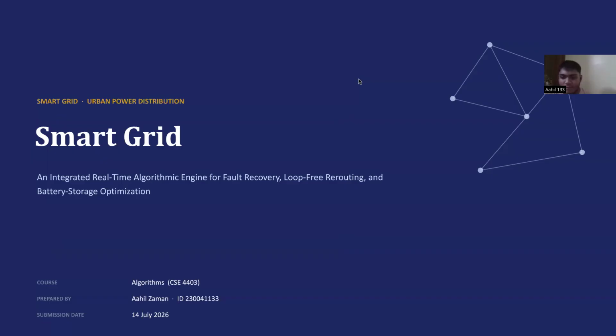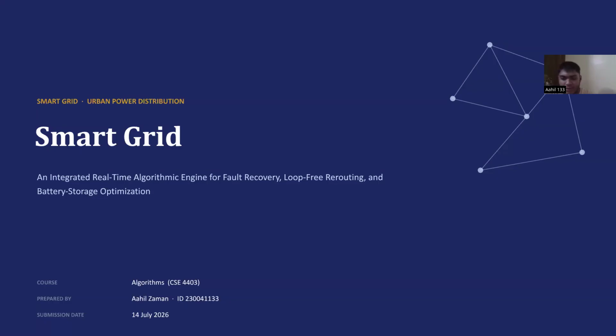I do dietitian. So now I'm going to be talking about the assignment submission that I did for algorithms for CSE 4403. So my assignment title is mainly Smart Grid, like urban power distribution. So this is an integrated real-time algorithm engine for fault-free, loop-free rerouting and battery optimization, as written in the title.